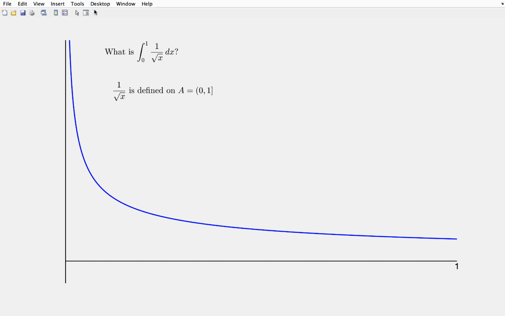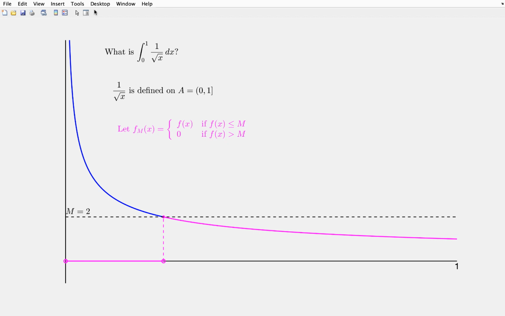What if my function is unbounded rather than the domain? So for example, if I want to integrate 1 over the square root of x from 0 to 1. We know that 1 over the square root of x is defined on the interval 0 to 1 but not containing 0.